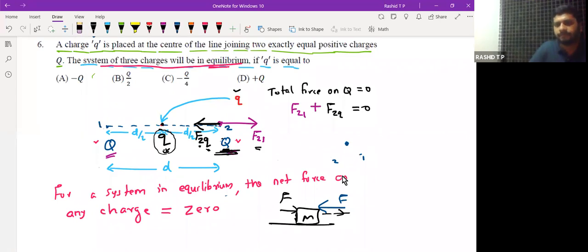Now, very simple. You can substitute the value of F21. Okay, time is almost around 8:30. After solving this problem, we will stop, and I will give you 2-3 minutes for the doubt clearing session.